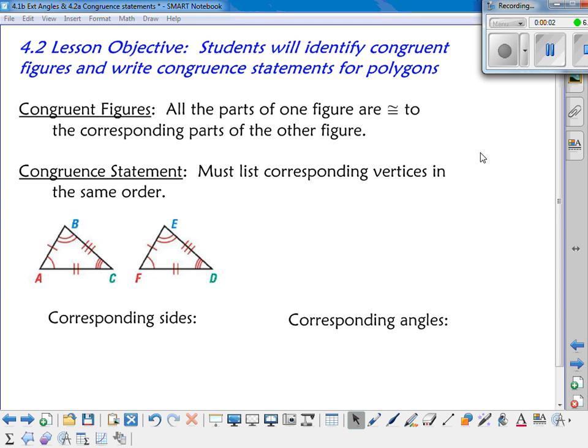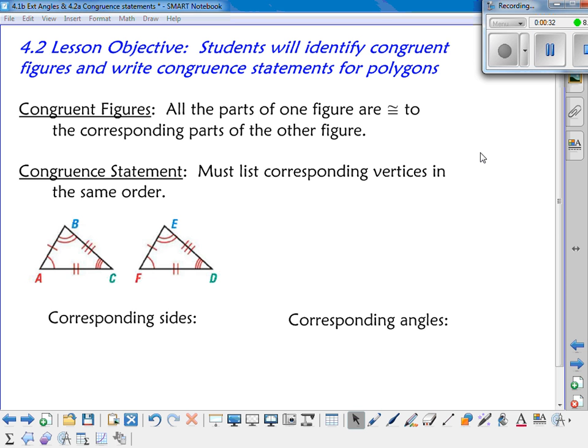Today's lesson objectives: students will identify congruent figures and write congruent statements for polygons. So first of all, congruent figures. What do I mean by that? Well, we know that congruent angles have the same measures, congruent segments have the same measures. Well, congruent figures are figures that are made up of angles and segments that are congruent to each other. So all the parts of one figure are congruent to the corresponding parts of the other figure.